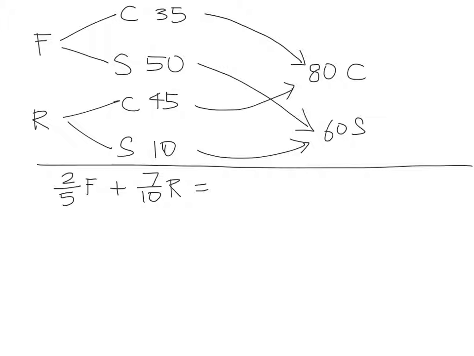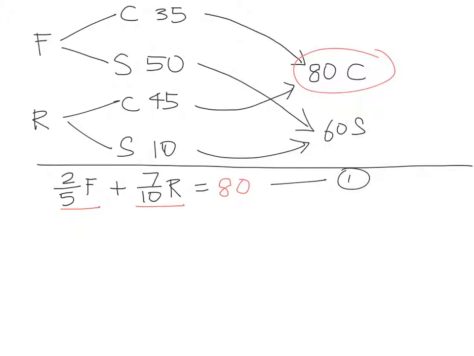So 2/5 of Frederick is chocolate bars, and 7/10 of Ryan's are chocolate bars. This and this equals the total of 80 chocolate bars. So this will be our equation 1.